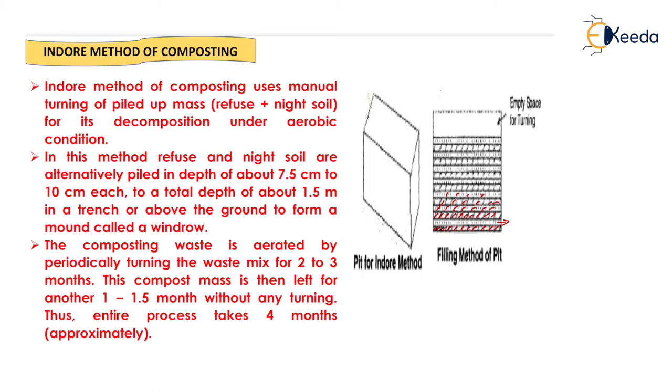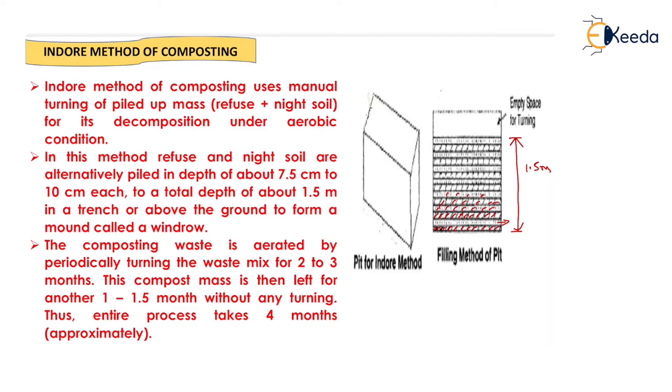Now after filling the complete trench to a height of 1.5 meters, what will we do? We will leave this mass as it is, and by periodically turning that mass for 2 to 3 months, we will keep that mass aerated. During this process of manual turning of the piled up mass, we keep the aeration going. Due to this aeration, the aerobic bacteria will decompose the organic matter, and all the organic matter will be decomposed after 4 to 4.5 months.